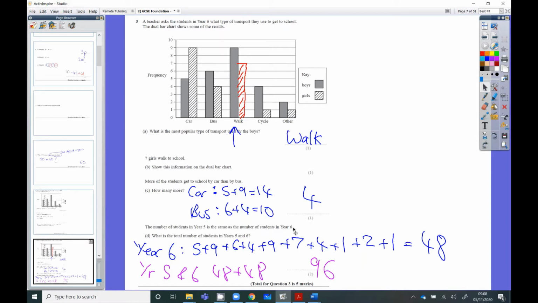Now we're told the number of students in year 5 is the same as the number of students in year 6. What is the total number of students in both years 5 and 6? So let's work out the total number of students in year 6 by adding up all of these bars. That's 5, add 9, add 6, add 4, add 9, add 7, add 4, add 1, add 2, and 1. Now that's 48. So we've got 48 students in year 6, and the same number in year 5, another 48. So total number of students in year 5 and 6, 48 add 48, that's 96.